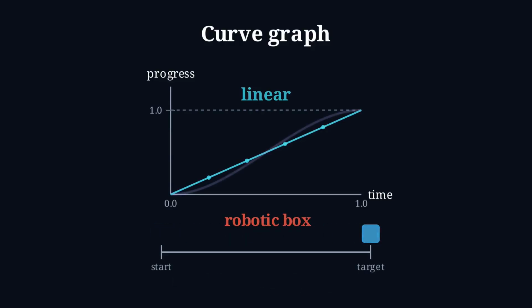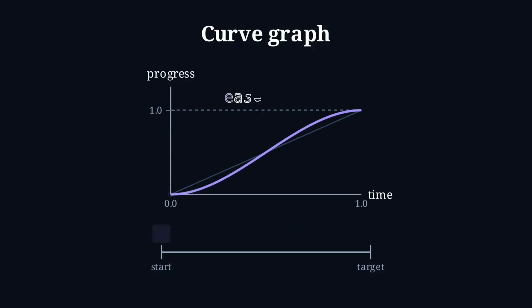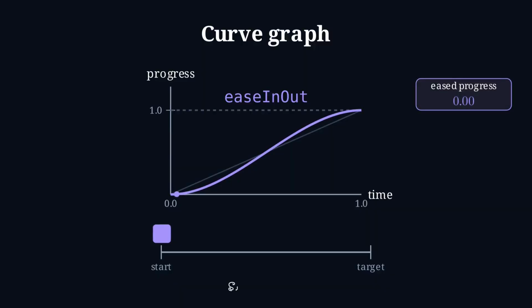Now watch this S-shaped curve. Flutter calls it ease in, out. At the start, time passes, but progress barely moves. The object is building up speed. In the middle, it's moving fast, covering a lot of progress in a little time. And near the end, it slows down again, easing into its final position.